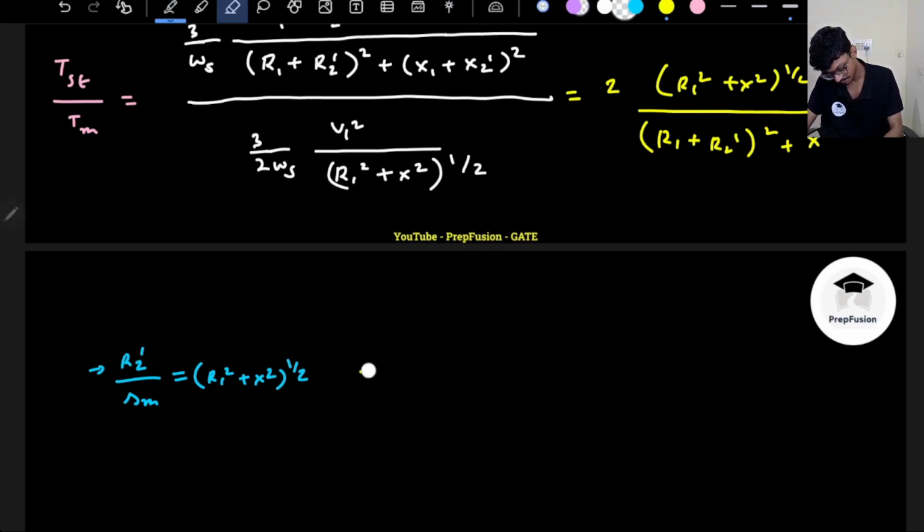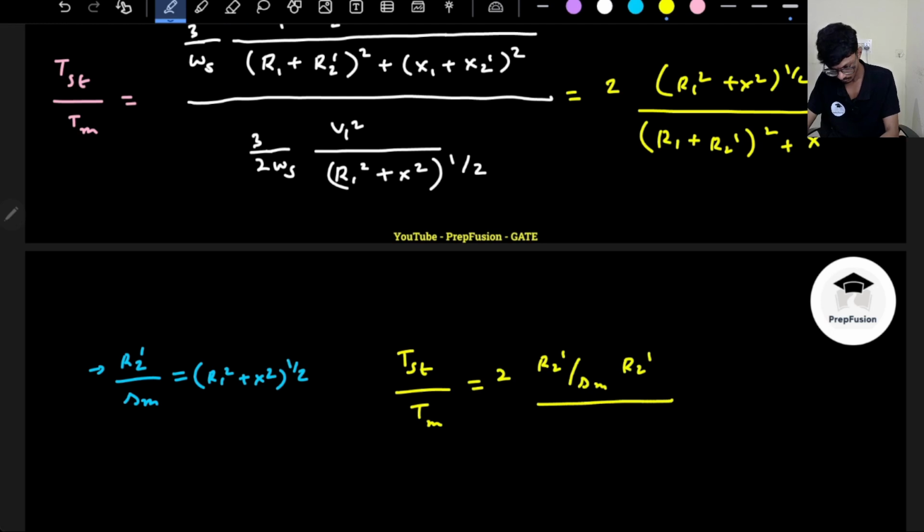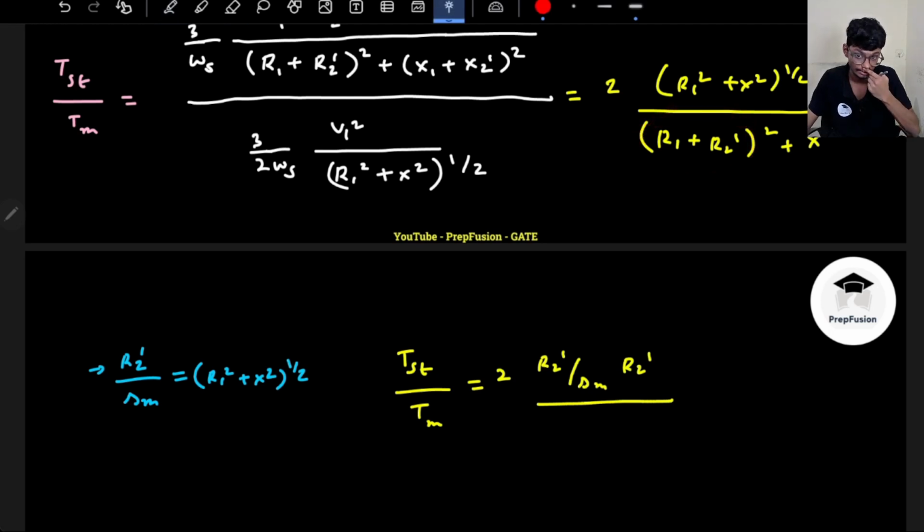So if I replace this, basically the ratio between T starting and T maximum comes out equal to R2 dash divided by SM, into R2 dash, 2 is obviously there, divided by R1 plus R2 dash whole square, plus x square.